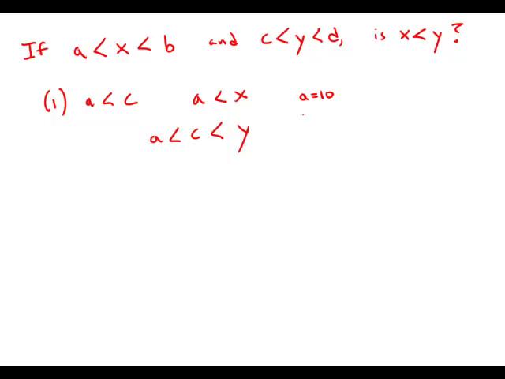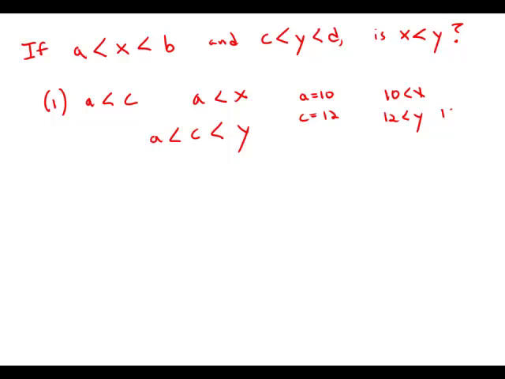Let's say that A is 10, C is 12. Well, we would know then that X has to be bigger than 10, and Y has to be bigger than 12. But so we could have that Y is bigger.